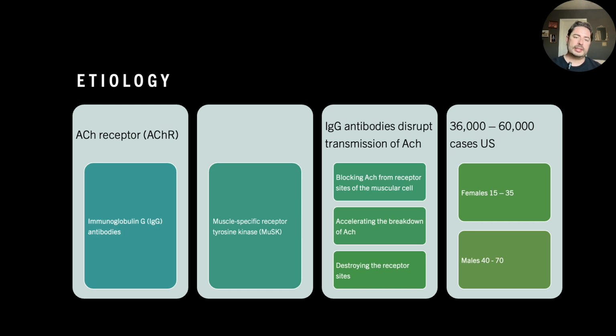When we look at this, there are typically only about 35,000 to 60,000 cases in the United States. Typically, males from 40 to 70 years old are provoked to go into myasthenia gravis secondary to some sort of emotional upset or physical stress. They're exposed to extreme temperatures, or becoming febrile from an illness. With women, we can see this in pregnancies at times. Typically, that age range with women is a lot younger, from 15 to 35 years of age, where we'll see myasthenia gravis in women.